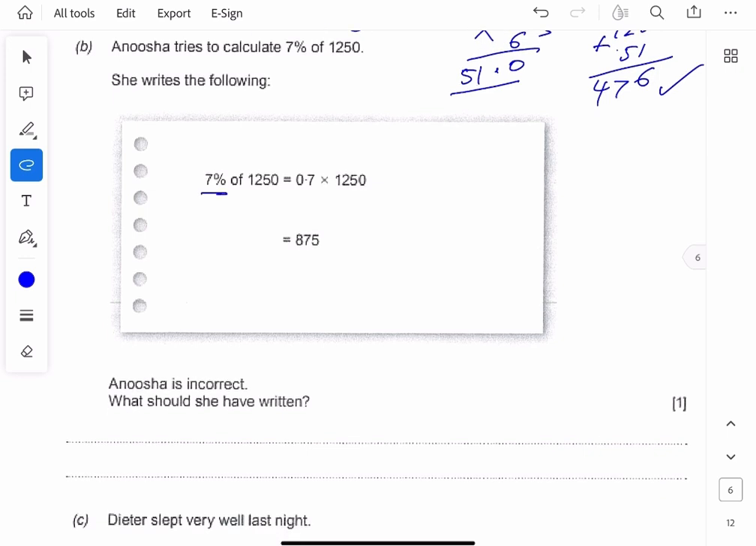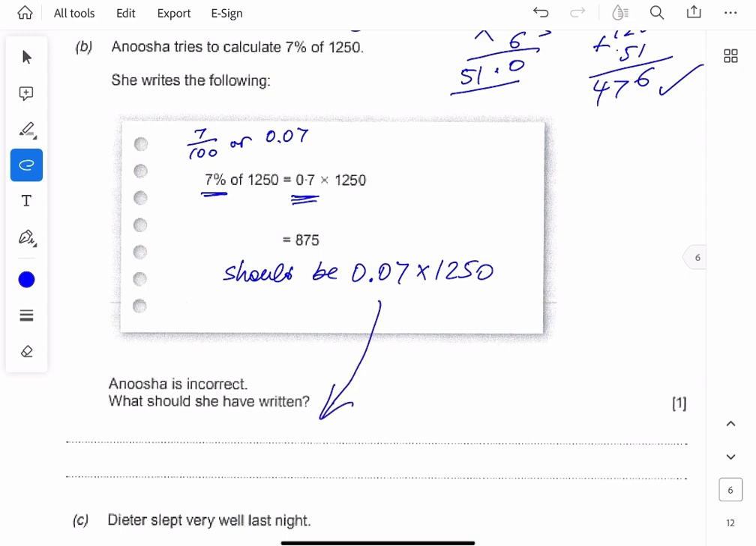So next question, Anusha tries to calculate 7% of 1,250, and she writes 0.7 for 7%. So we know 7% means 7 over 100. That means 0.07. So this is where her mistake is. She should have written 0.07 times 1,250. So this is a calculator method of working out a percentage.